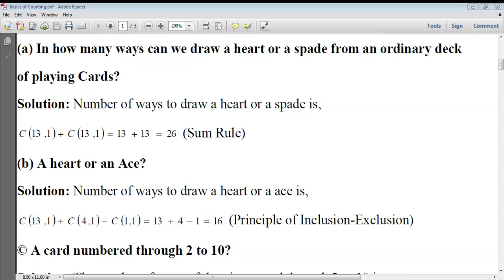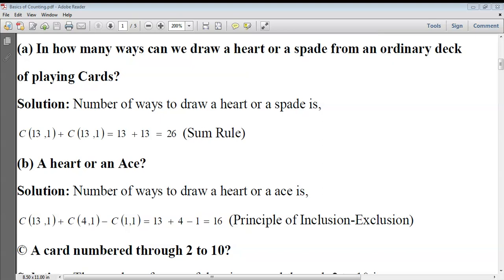Now the number of ways that a card drawn is either a heart or an ace. There will be 13 hearts and there will be 4 aces, and an ace can be a heart also. So in common there will be one card. So the number of ways will be 13 plus 4 minus 1 is equal to 16, and it is based on the principle of inclusion and exclusion, that is n of A union B equals n of A plus n of B minus n of A intersection B. In common you will have one card, a card that is both heart and ace.